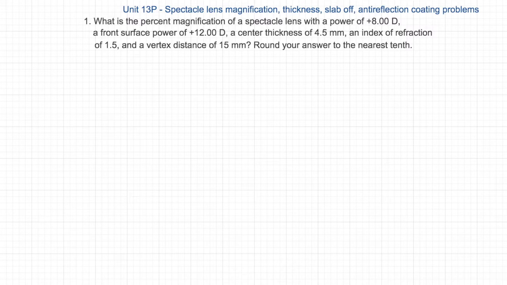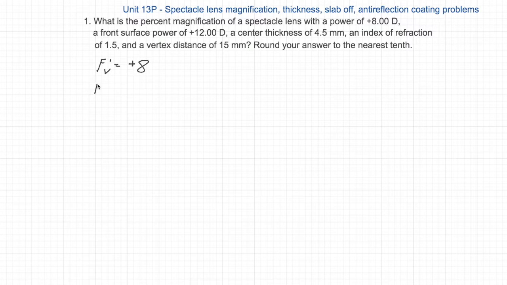What is the percent magnification of a spectacle lens with a power of plus 8 diopters, a front surface power of plus 12 diopters, a center thickness of 4.5 millimeters, an index of refraction of 1.5, and last but not least, a vertex distance of 15 millimeters? Round your answer to the nearest tenth.